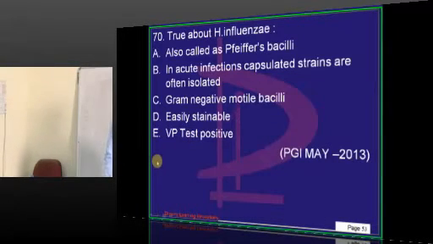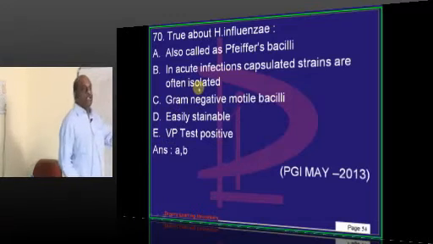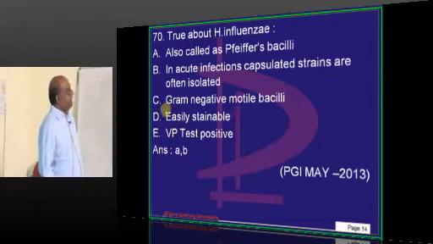Then H influenzae. It is also called Pfeiffer's bacillus. It is the capsulated strains which are often isolated.